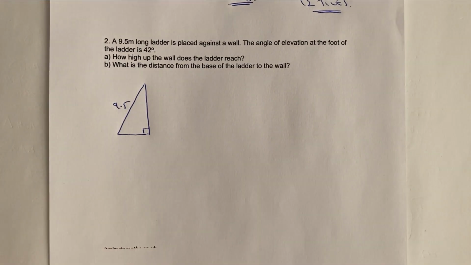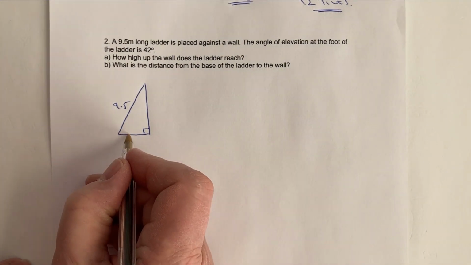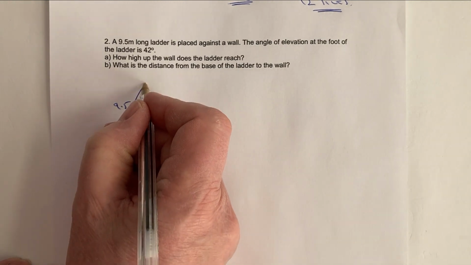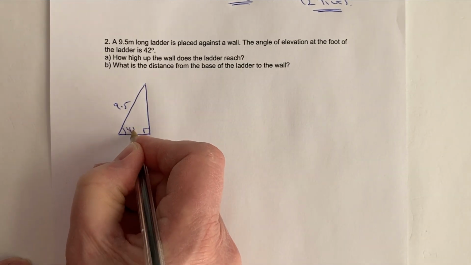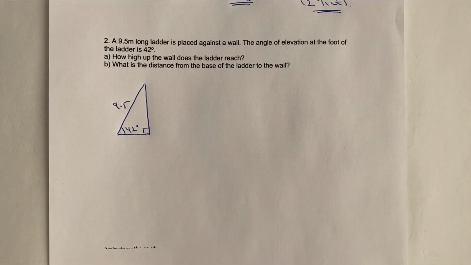And it's got an angle of elevation. So the angle of elevation is looking from the bottom, in other words, the ground, towards the top of the ladder, which is going to be, in this case, 42 degrees. Okay, so without reading the rest of the question, I'm now going to start just labeling it up.